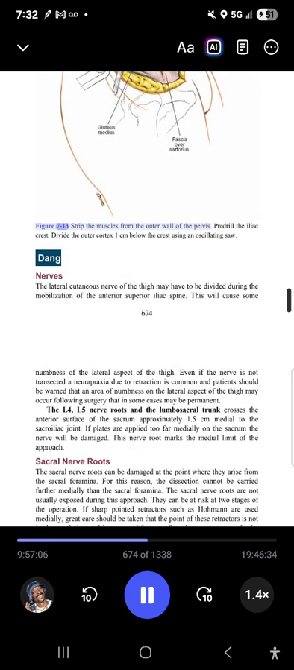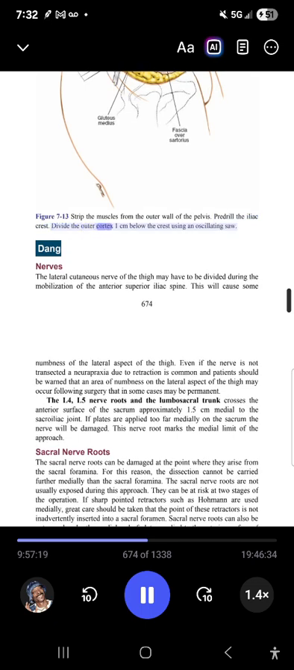Figure 7-13, strip the muscles from the outer wall of the pelvis. Predrill the iliac crest. Divide the outer cortex 1 centimeter below the crest using an oscillating saw.